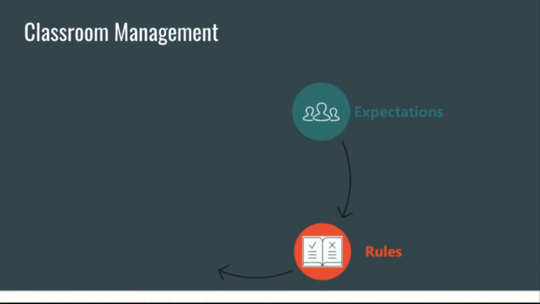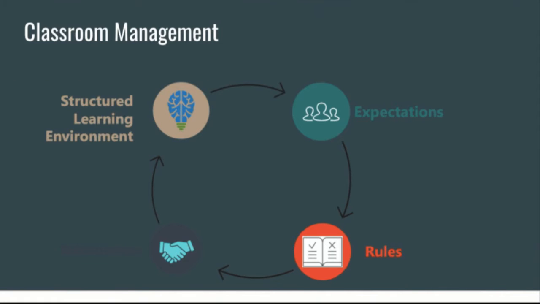Once those expectations are clearly understood, rules are put in place. These rules are generated by you, but they are also agreed upon by you and your class as a whole. Once those expectations and rules are in place, relationships between you and your students begin to form, which ultimately equates to a structured learning environment.